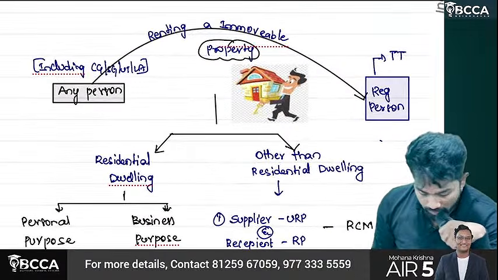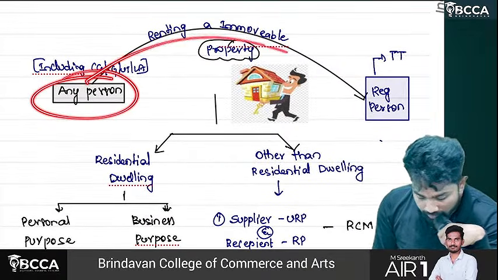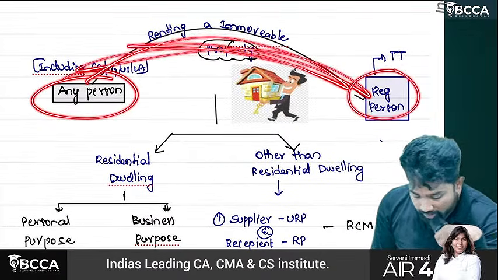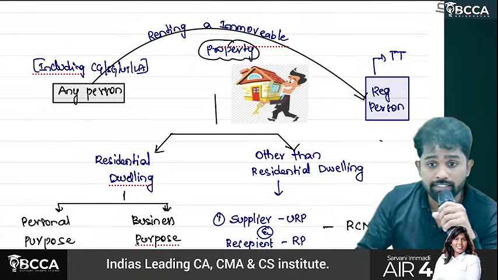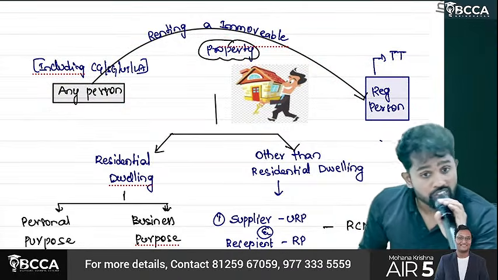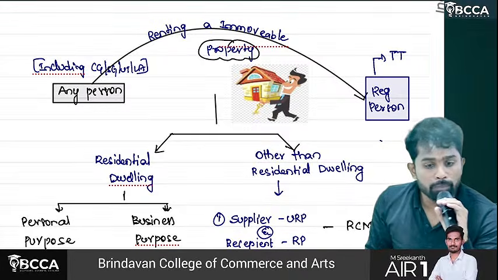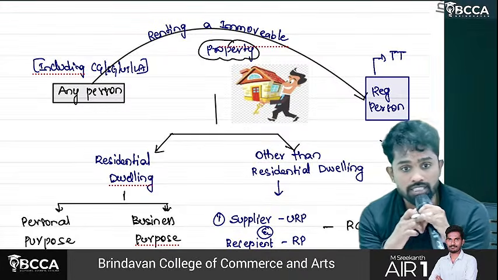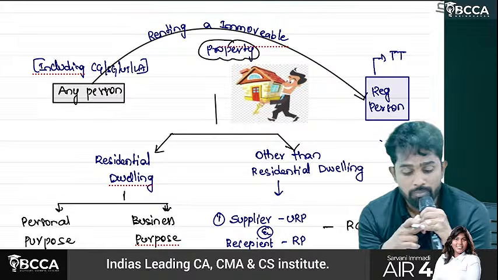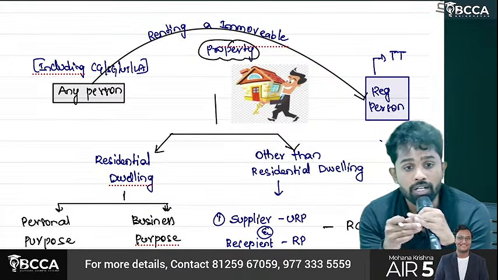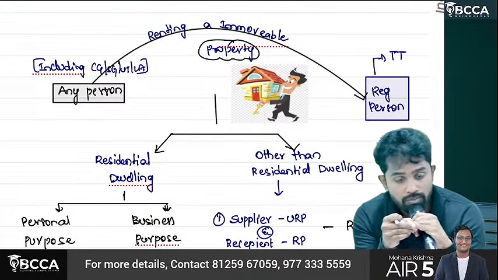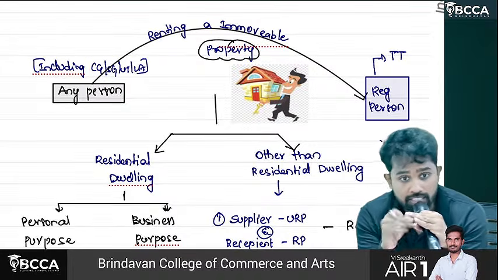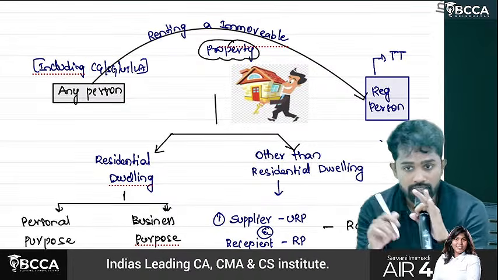Then any person renting an immovable property to a registered person. Sir, yesterday even in the exemptions chapter we discussed this. When a immovable property is rented, if it is a residential property and it was taken on rent by an individual and is used for his residence, then it is exempted. Understand, sir?